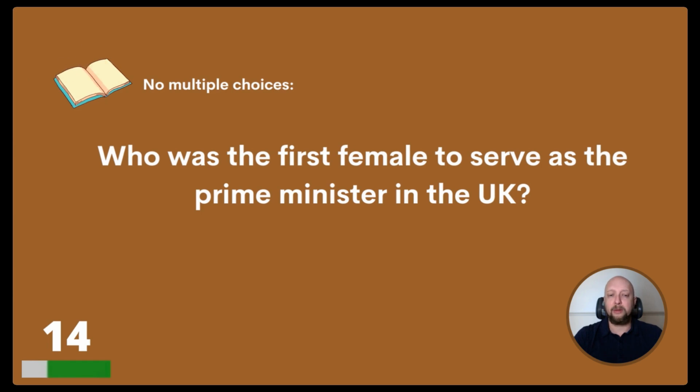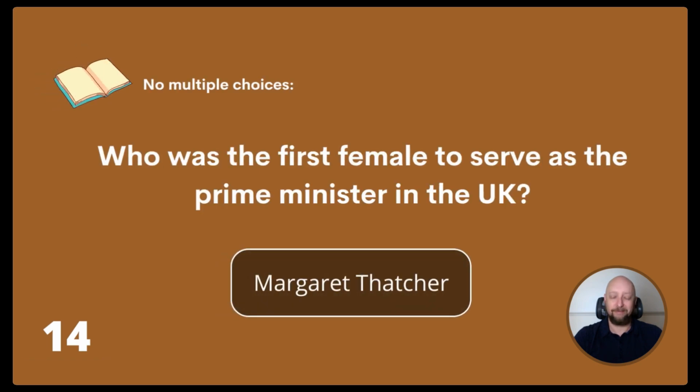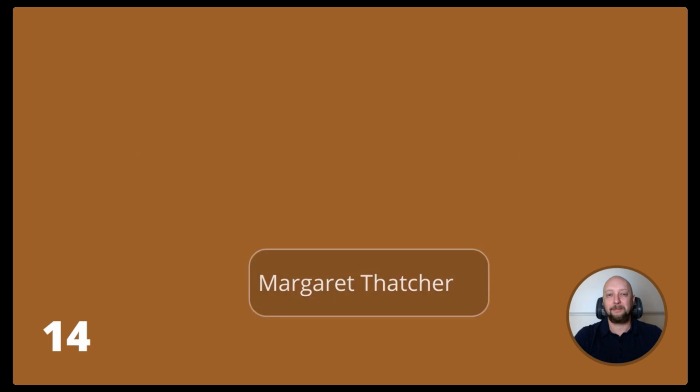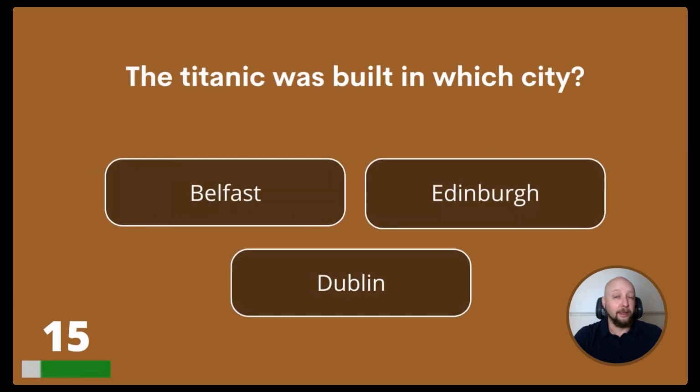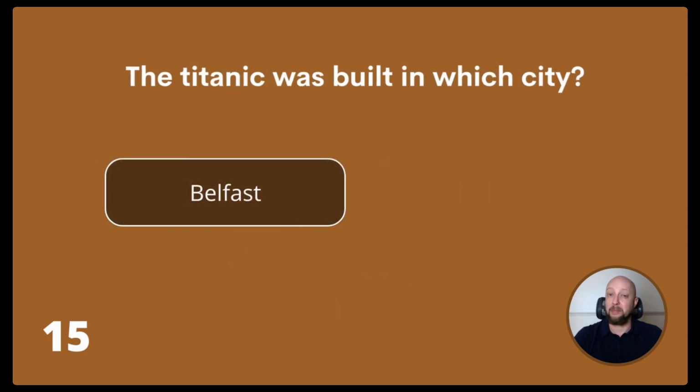Who was the first female to serve as Prime Minister in the UK? If you said Margaret Thatcher, you got this one correct. Alright, the Titanic was built in which city? Was it built in Belfast, Edinburgh, or was it built in Dublin? The answer is Belfast.